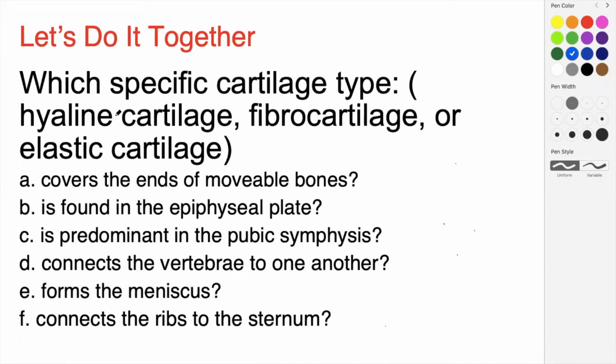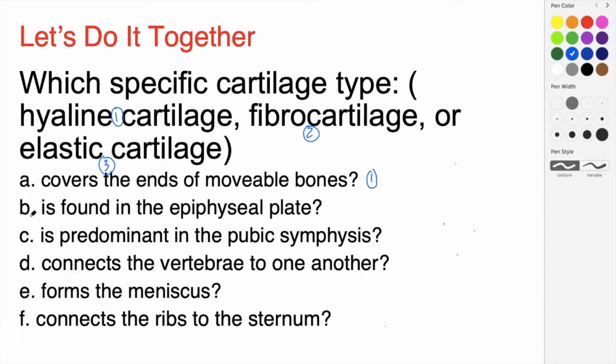Okay, let's just select this hyaline cartilage. Let's say this is 1, right? Fibrocartilage, let's say this is 2, and elastic cartilage, let's say 3. Okay, we're gonna assign these numbers to each category. Alright, let's start with this. Covers the ends of movable bones. What is that? That should be hyaline cartilage, which is often known as articular cartilage also. It prevents friction, wear and tear on the bones.